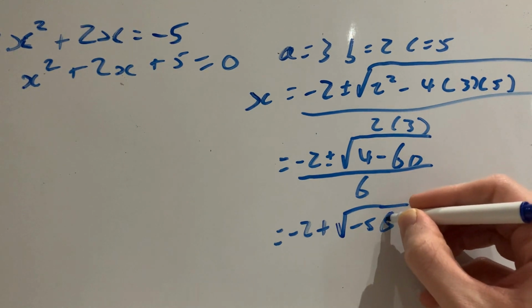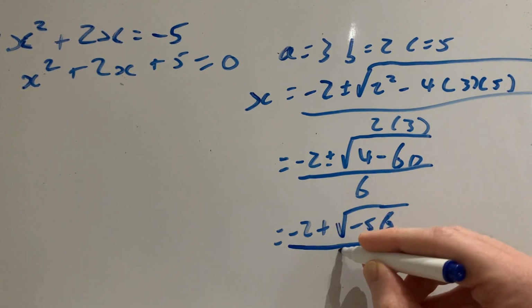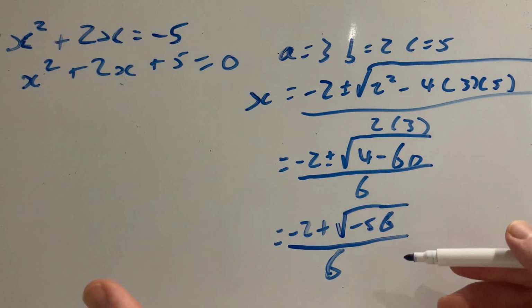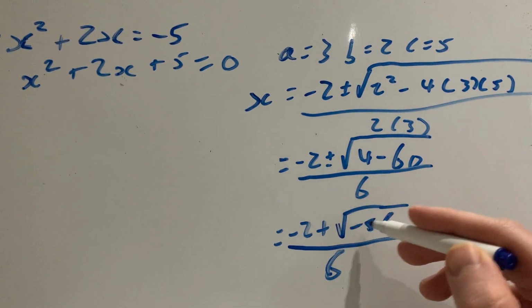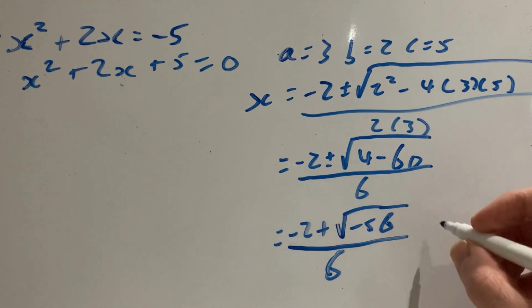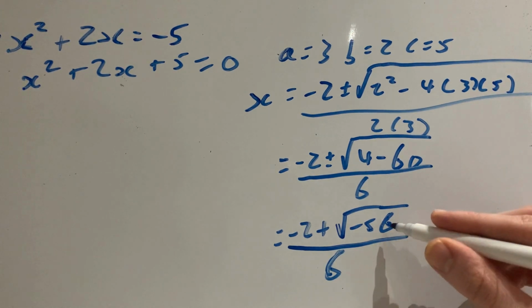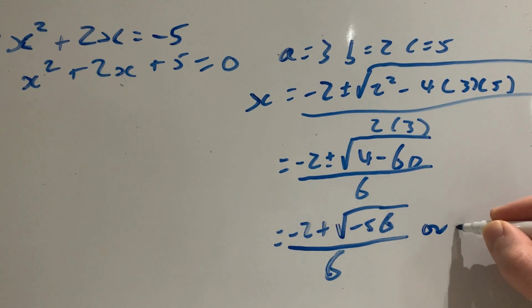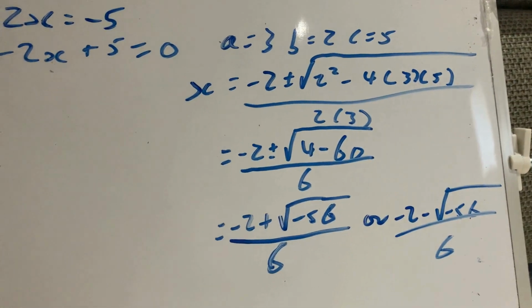So we're going to have imaginary numbers, imaginary solutions, I should say. So if you don't know what those are, then you can stop here and just say it has no real roots, and we'll look at the discriminant another time, but that's because the discriminant is less than 0. But if you know what imaginary numbers are, we'll keep going. So it's minus 2 plus root negative 56 over 6, or it's minus 2 minus root negative 56 over 6. Sorry, that's not very neat.